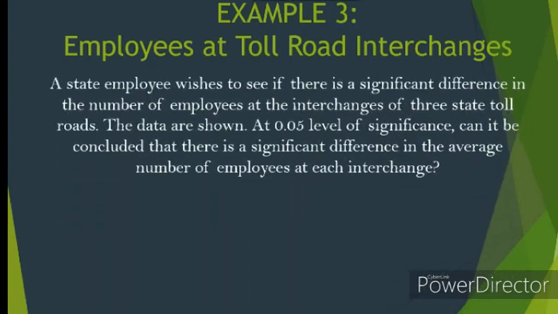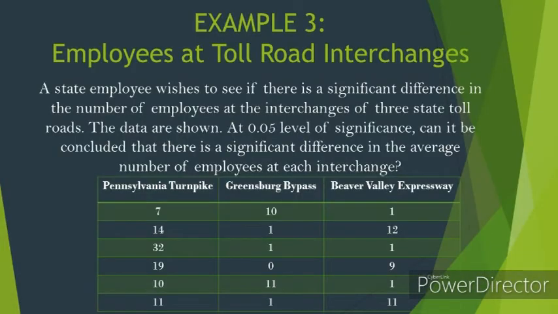For our example number 3, we have the employees at toll road interchanges. A state employee wishes to see if there is a significant difference in the number of employees at the interchanges of 3 state toll roads. The data are shown at 0.05 level of significance. Can it be concluded that there is a significant difference in the average number of employees at each interchange?